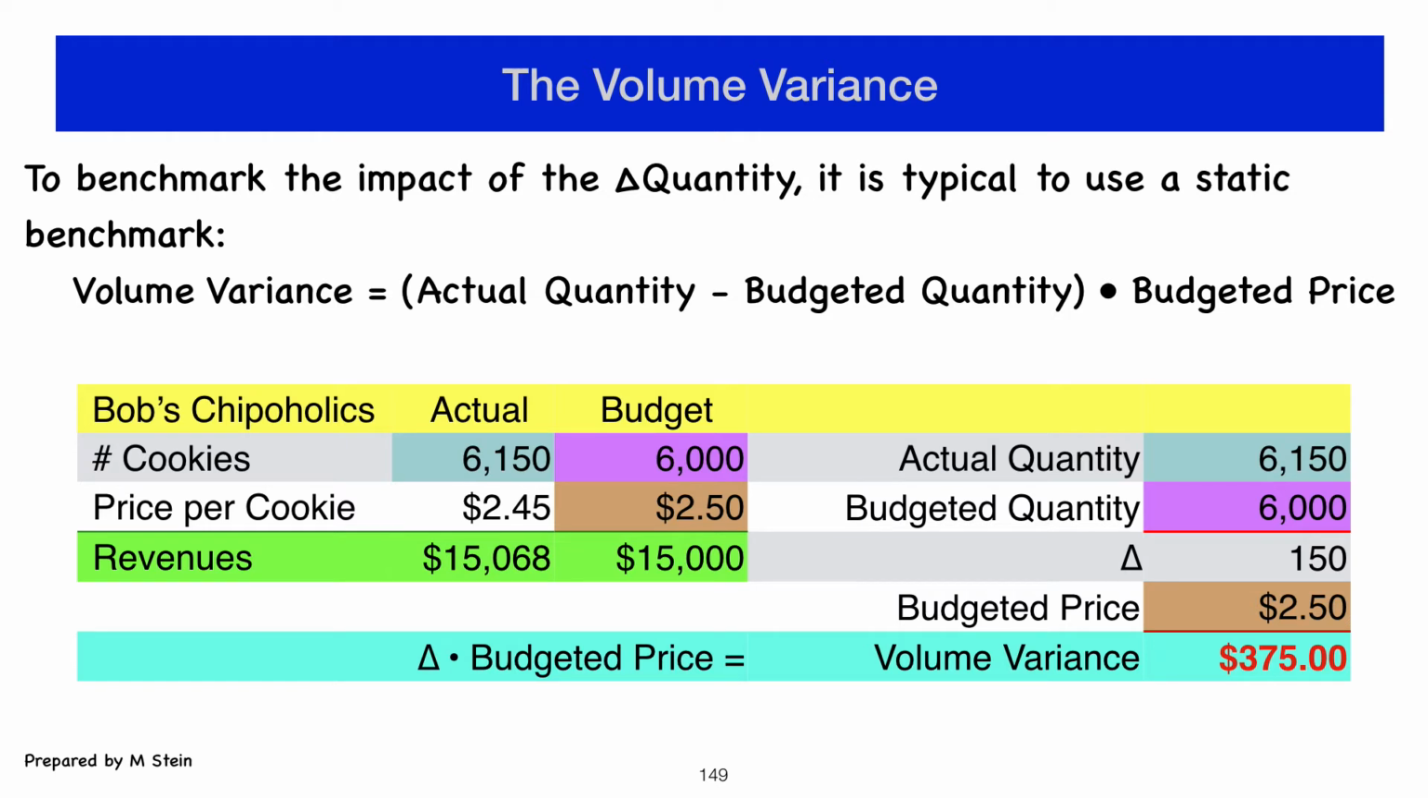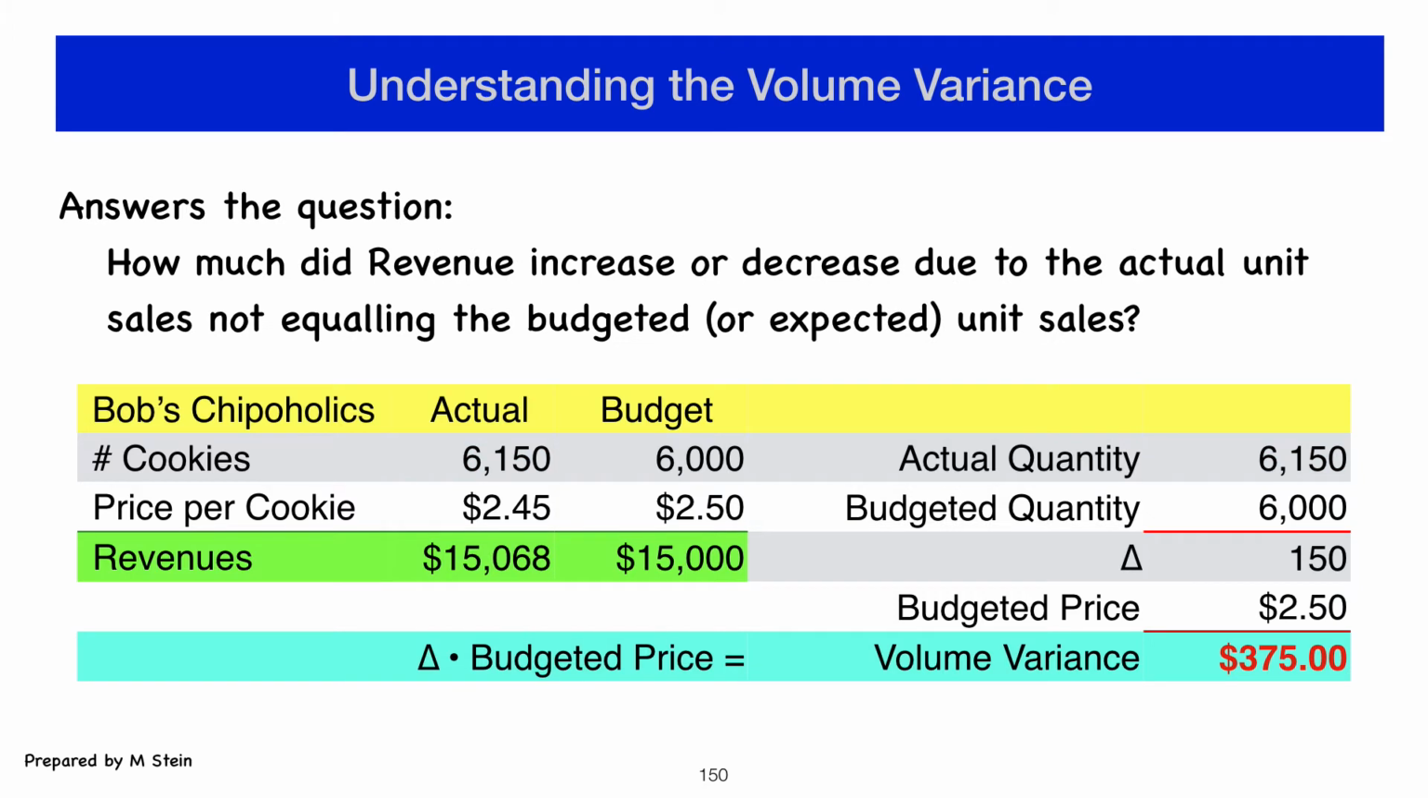Next, we're going to calculate the volume variance. We take the actual quantity, 6,150, subtract the budgeted quantity, 6,000, and calculate a delta of 150 cookies. Multiply that by the budgeted price per cookie of $2.50, and we get a volume variance of $375. The purpose of the volume variance is to isolate the impact of the change in quantity while holding the price constant at the budgeted amount. And we can see the answer is we had an increase in revenues of $375 due to the change in quantities.